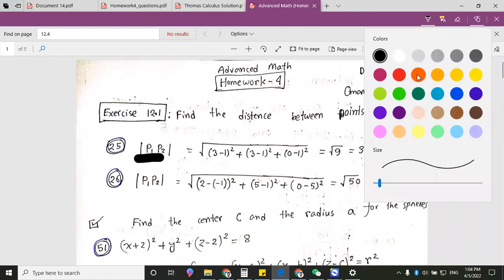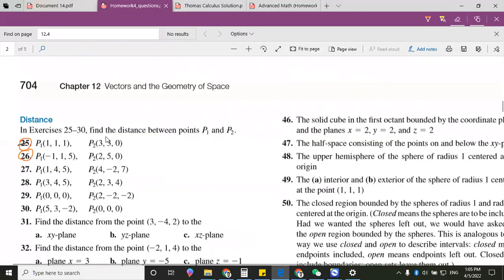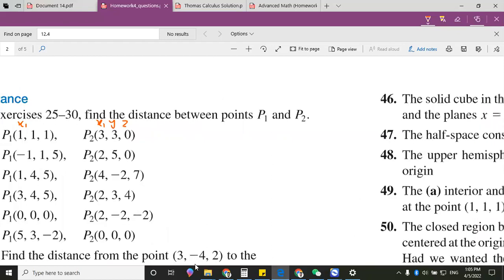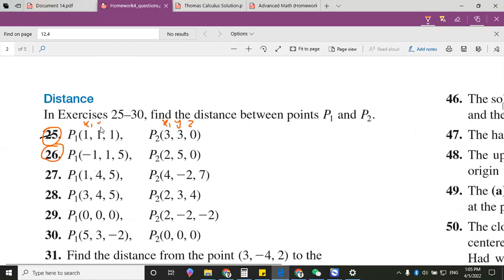Okay, just let me change the color. You have to find the distance between P1 and P2. So the formula is root over the second point... Maybe this is our x, this is y, and this is z. You can say this one is x1, y1 and z1, and this one is x2, y2 and z2.